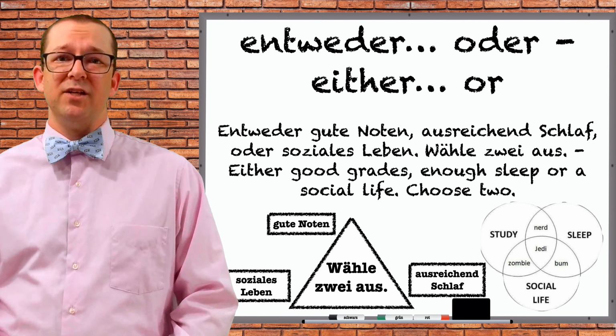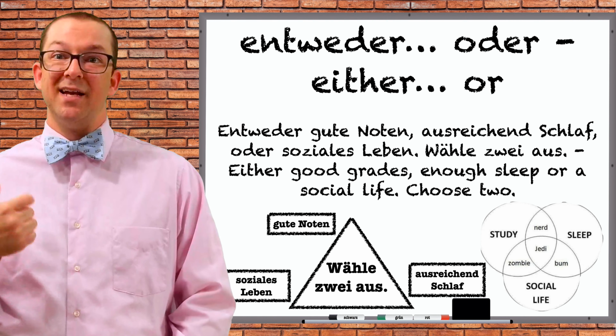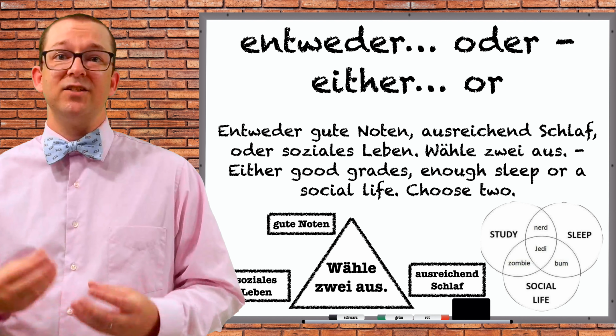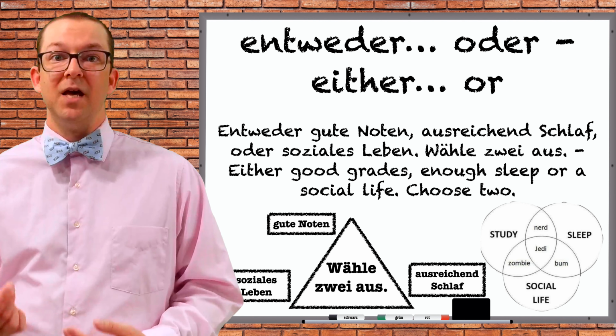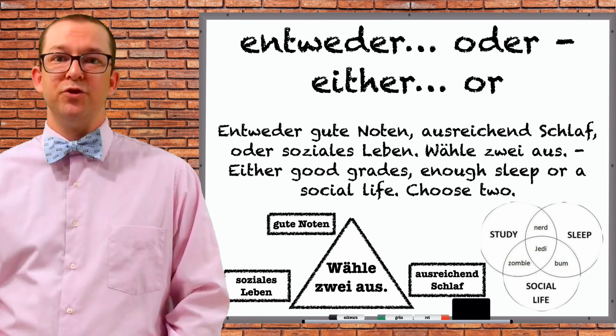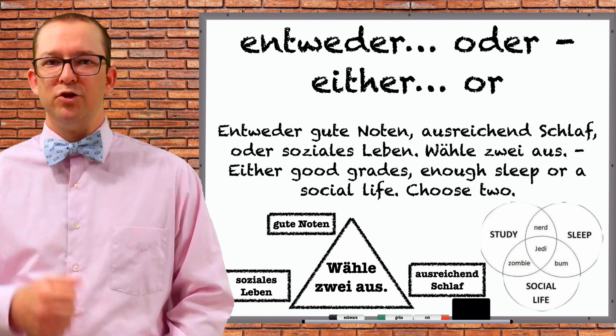First up is the combination of entweder and oder. In English, we use either and or. This conjunction connects two or more options and sets them up so that you can only have one. You know, like that Venn diagram that shows you your options as a student. Good grades, enough sleep, or a social life, choose two.